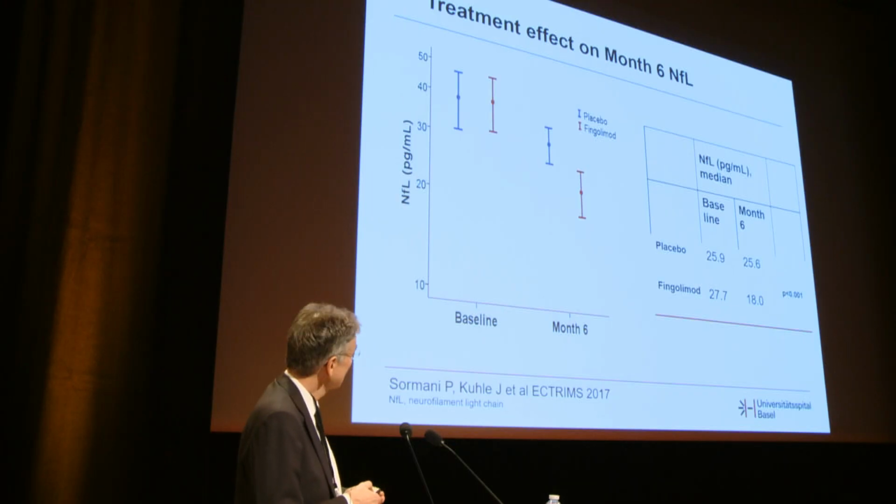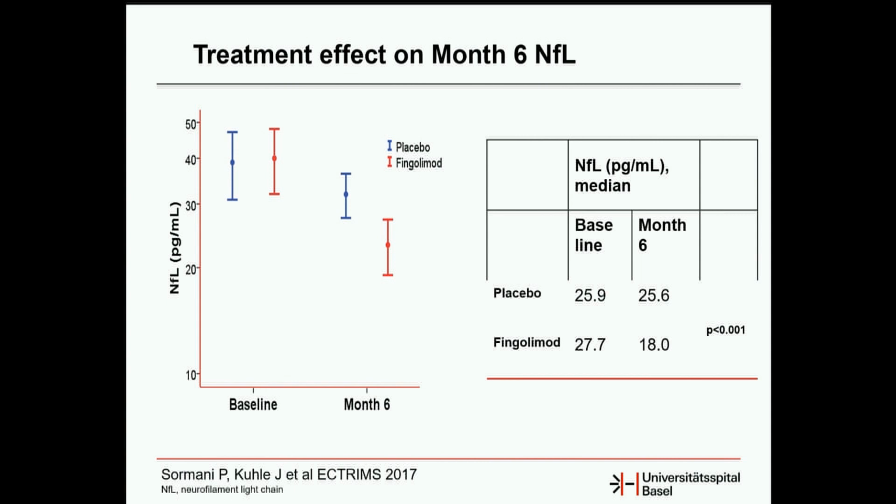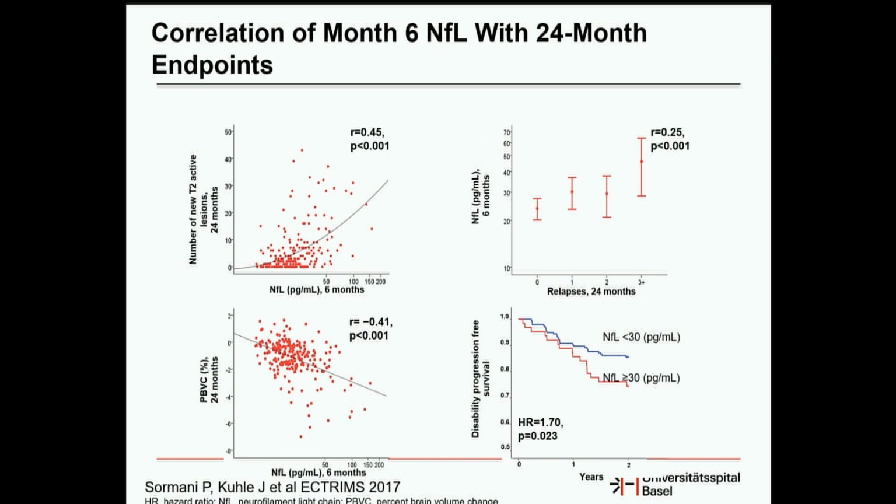And this is just an example, again based on the fingolimod phase 3 study against placebo. You see that indeed you see the effect of the drug here after 6 months. Already there are clearly, statistically significantly lower levels of neurofilaments with fingolimod than with placebo. So the first prerequisite is met. Correlation to clinical endpoints is there. This is the correlation to T2 lesions, then to brain volume change after 24 months.